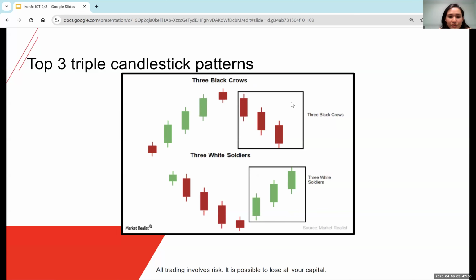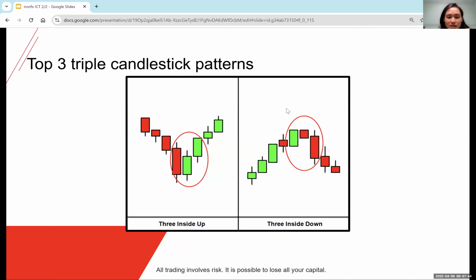Okay, we have the black crows and white soldiers. These are more trend continuation patterns. You can see after the trend reversal, this is just the exact same candlestick repeated. So three black crows signifies selling pressure, three white soldiers signifies buying pressure. And it's mostly a steady progression, which suggests that there's a strong market sentiment in that direction, in that trend.